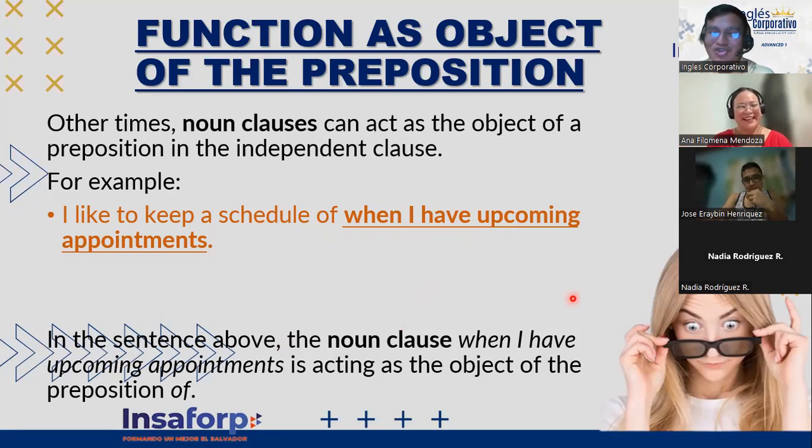Yeah, let's go with you, Arvin. So the sentence above, the noun clause, when I have upcoming appointments, is acting as the object of the preposition of. Okay, now, can someone tell me how can we make a sentence to find out this noun clause? Think about it. How can we make a sentence? I mean, a question. My bad. How can we create a question to find that out? To find the noun clause? Think about it for 1 minute. We can use the same words like what and who. Yeah, so how can you tell me the question? What would it be?